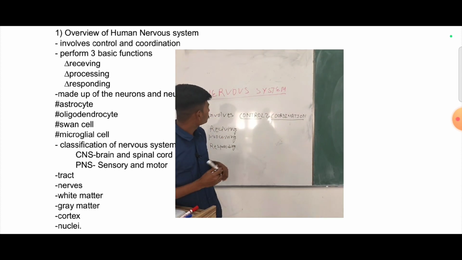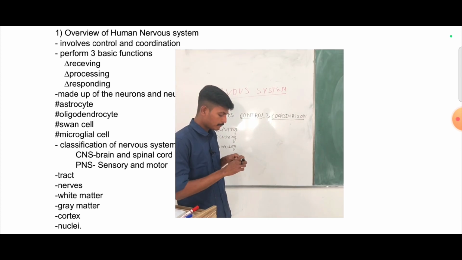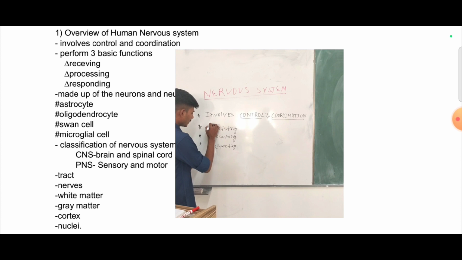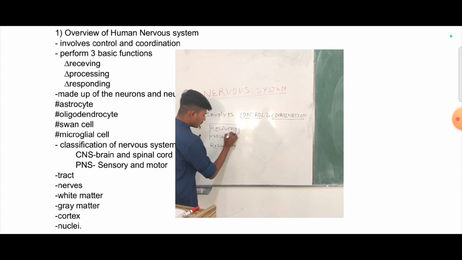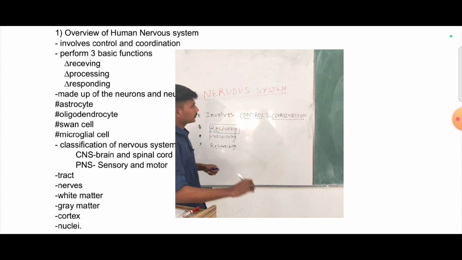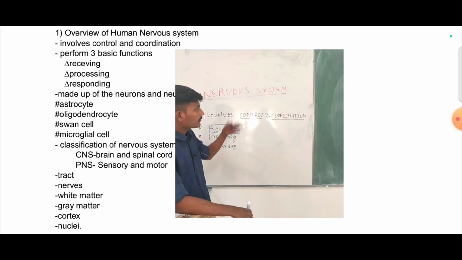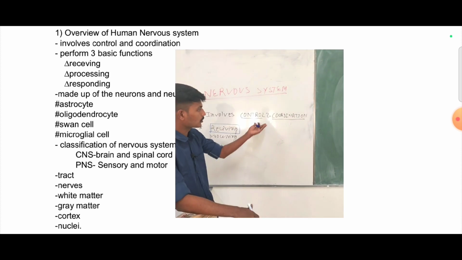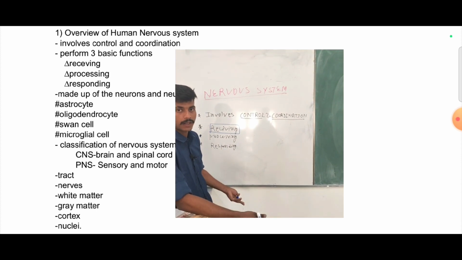So for that, the central nervous system first receives the stimuli. The first thing is that the information should go to the nervous system. If the information does not go, then how will the nervous system function? How will it control and coordinate that part? So the first thing is receiving.